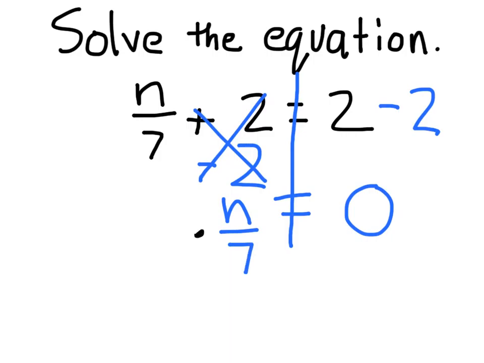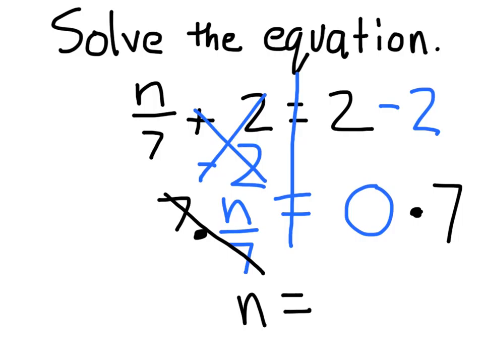N's not alone yet. To get rid of dividing by 7, we're going to multiply by 7. If I do it to the left side, I have to do it to the right side, and I'm left with n equals 0 times 7 is 0.